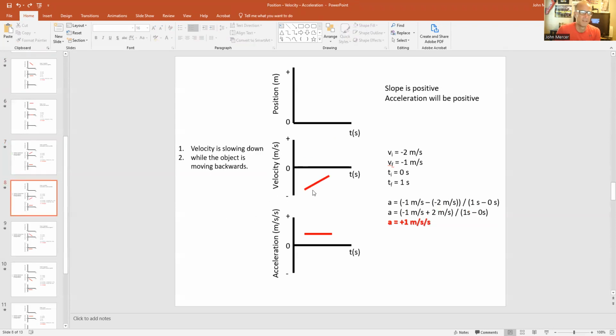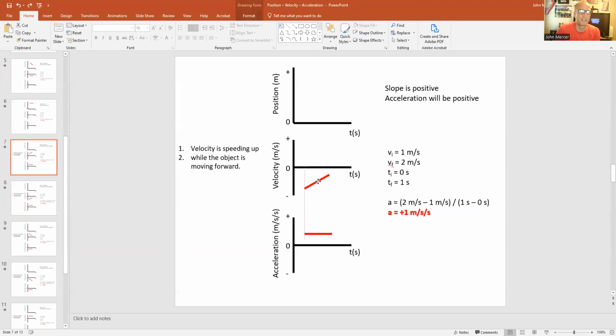Let's look at this one. Look at that. That's still positive slope. If that's a positive slope, what does that tell us about acceleration? It tells us acceleration has to be positive. That's the same positive acceleration as right here, because I just moved that line down. All I did is I dragged it down here like that. All right, there it is. It's the same slope. It's the same magnitude of acceleration.